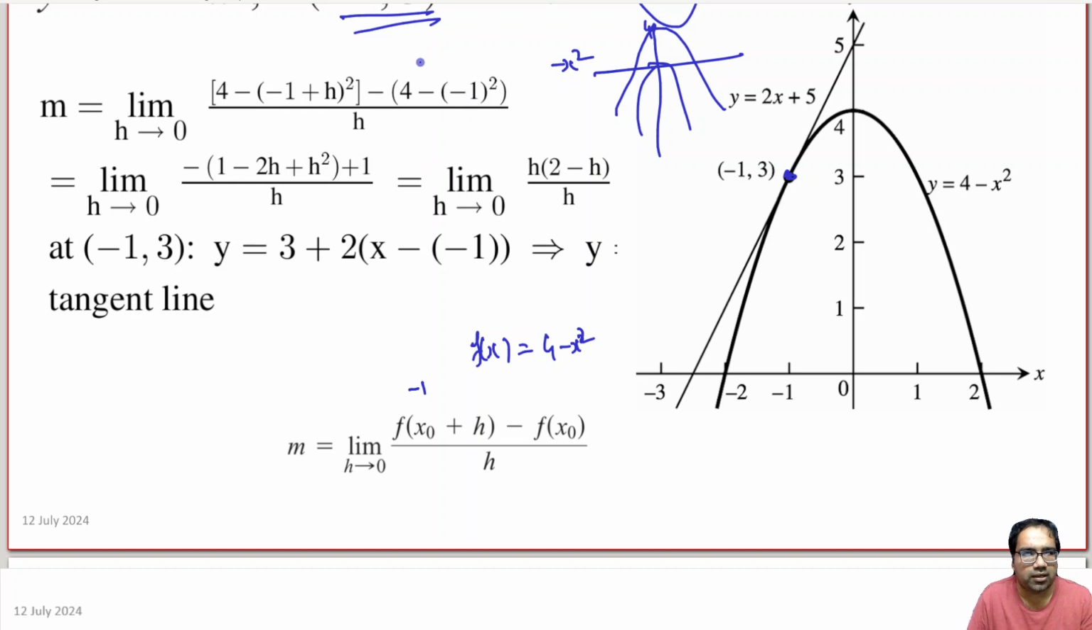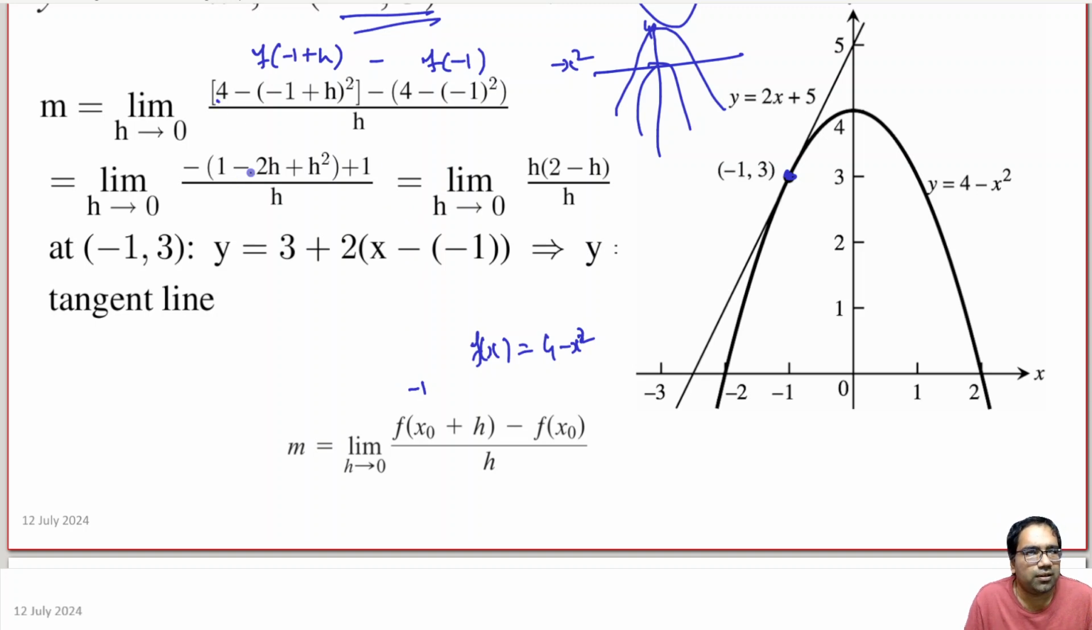This part is f of minus 1. This part is f of minus 1 plus h. So f of minus 1 plus h minus f of minus 1, by h, is the slope at minus 1, which is our x naught. Now if you try to simplify this, what will happen?